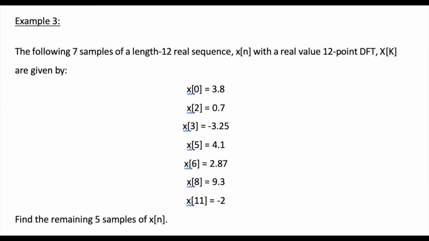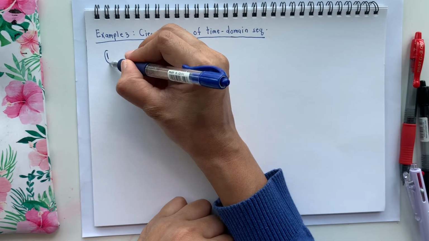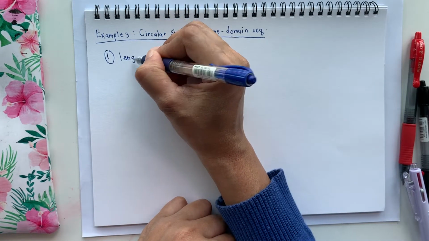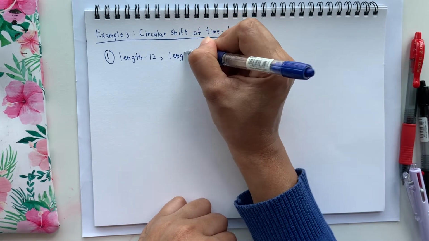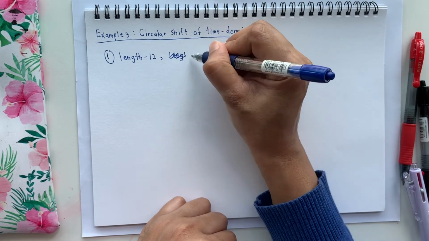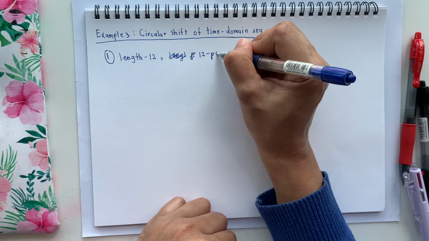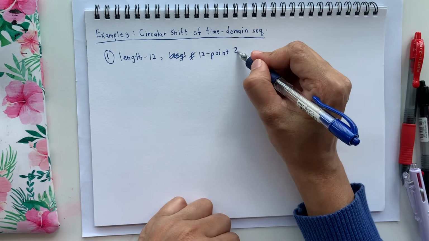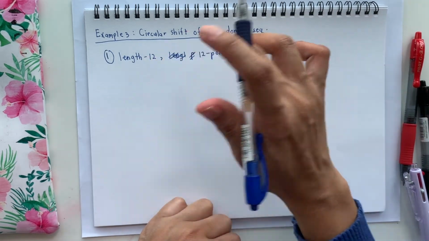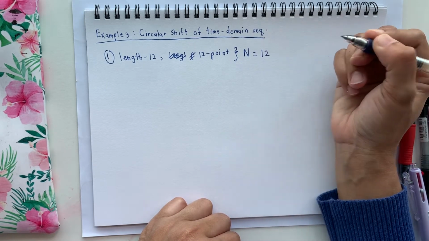DFT X[k] given by, okay, so from the question we have the first keywords, length 12, and then we have 12 point. So basically these two keywords describe the same thing. These two keywords describe the capital N value, which is 12.